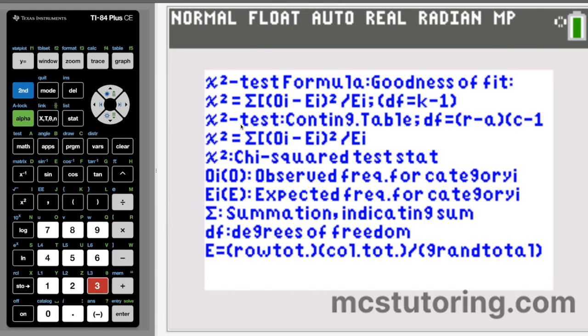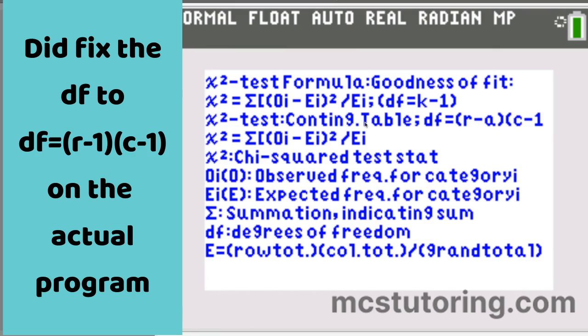And then for the chi-squared test contingency table, degrees of freedom would be R minus 1 times the quantity C minus 1. So it's rows minus 1 times columns minus 1. I'm not quite sure of the wording, you can look that up. I'll probably post an explanation before I post the video.